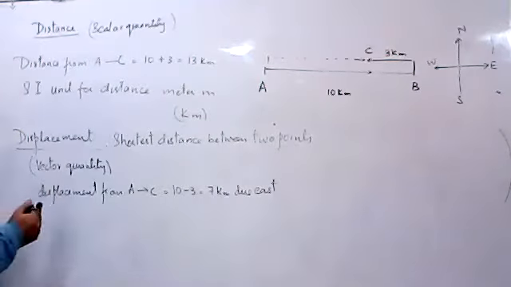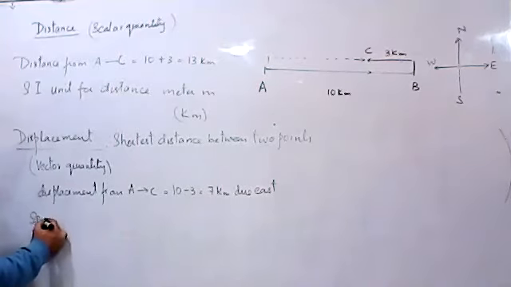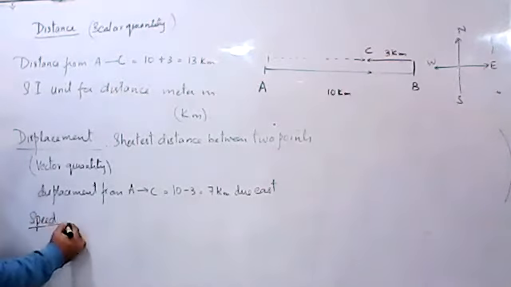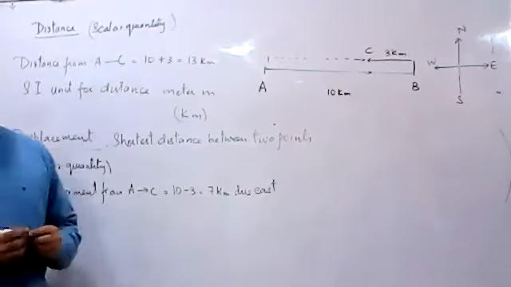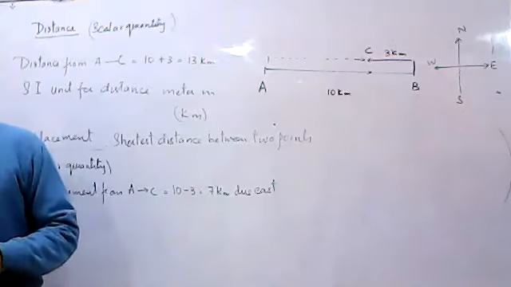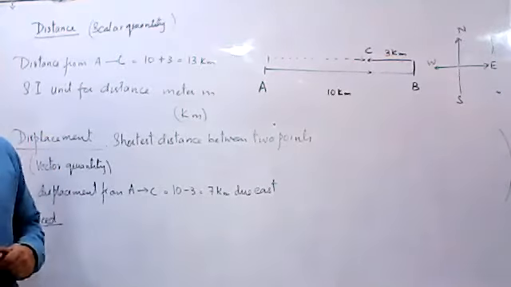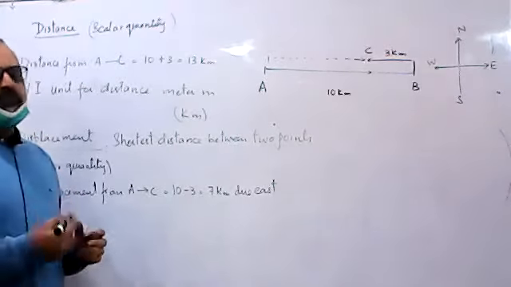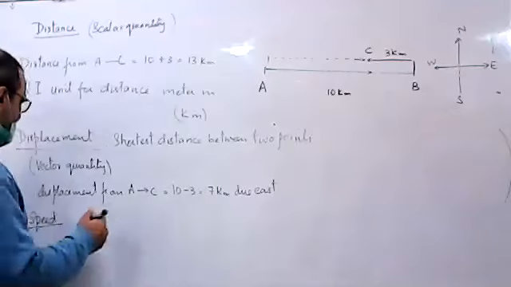Next term that we'll be using will be speed. We define speed as the rate of change of distance. How rapidly the distance is changing. Rate of change of distance.